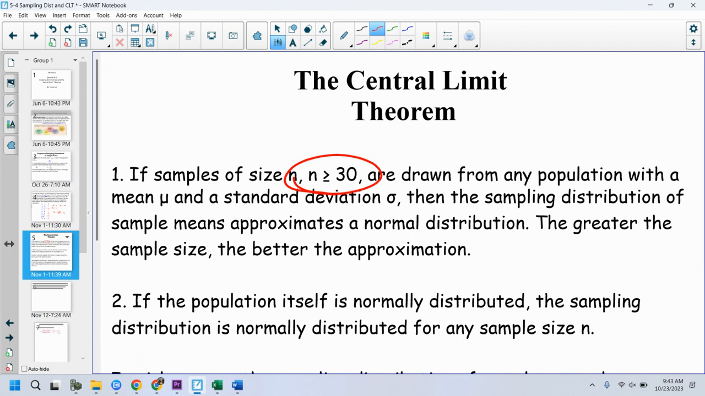What's that saying? That's saying that if I take those x bars and plot them on a graph, it's a normal distribution. The greater the sample size, the better the approximation. The greater the sample size, the more confident I can be in saying that it approximates a normal distribution. If the population itself is normally distributed, I don't have to worry about the sample size. The sampling distribution is normally distributed anyway. So I don't need to worry about n greater than or equal to 30 if the initial population was already normally distributed.